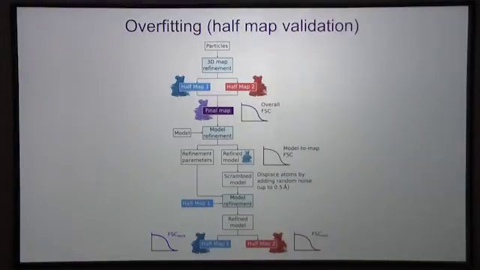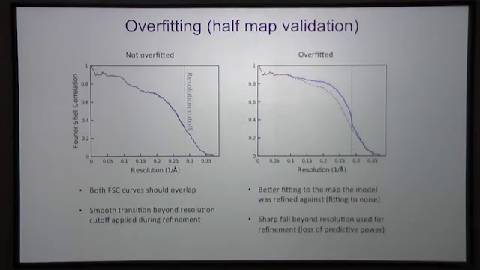And then you refine that shaken PDB against just one of the half maps using the refinement parameters that you used for the full model. And then you compare that refined model both against the map it was refined against and the other half map that it hasn't seen to calculate 2 different FSC curves. And then you overlay these FSC curves.